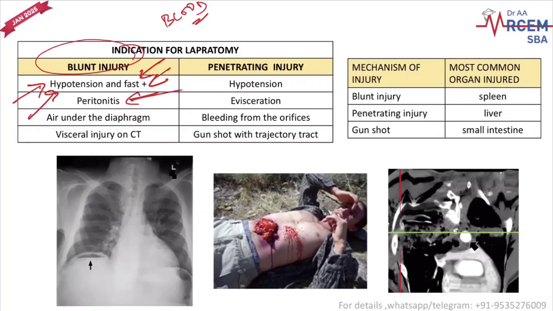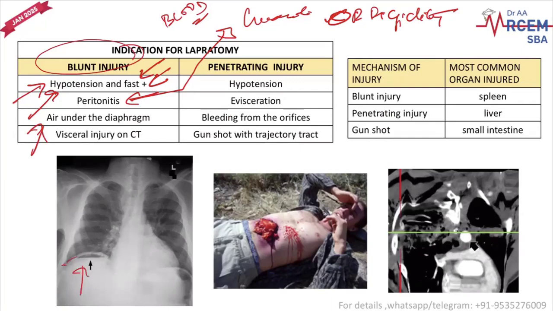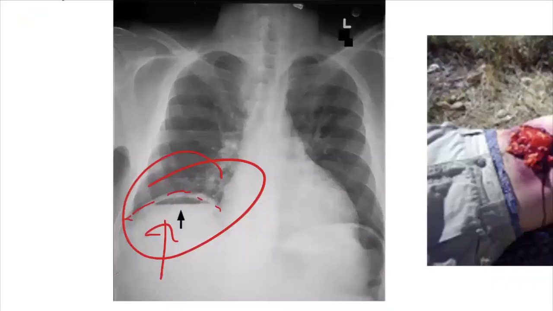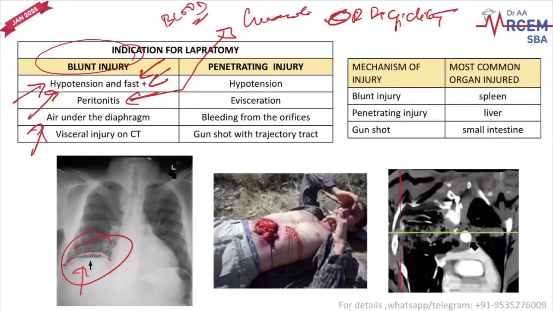Peritonitis. What is peritonitis? If the patient is having guarding or rigidity, if any of these is present, you need to suspect peritonitis. That is an indication in a blunt trauma for a laparotomy. Air under the diaphragm. Always look at the right diaphragm. The air is accumulated between the liver and the diaphragm. This is air under the diaphragm. If present, that indicates there is a perforated bowel. If perforated bowel is present, that is an indication for laparotomy.